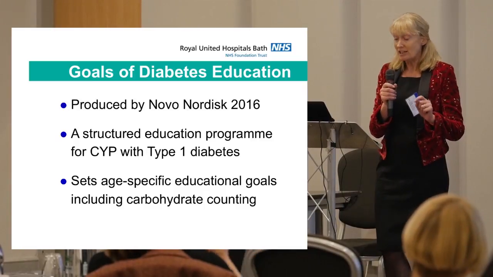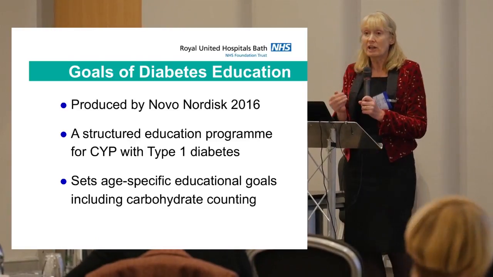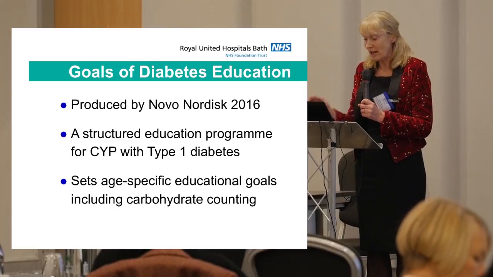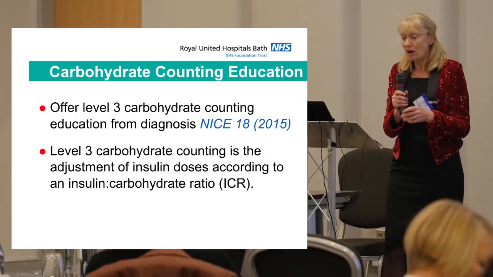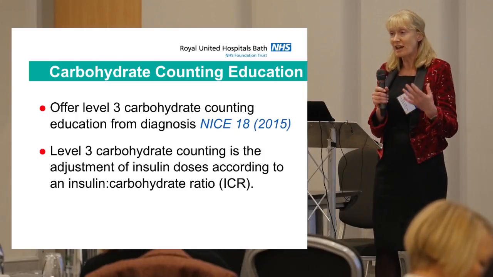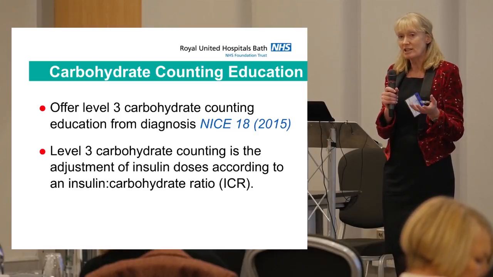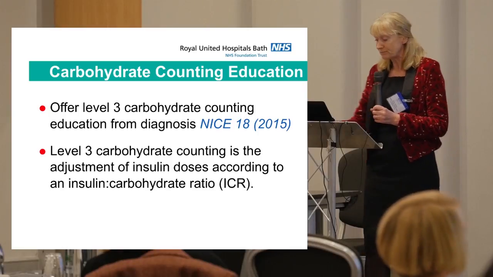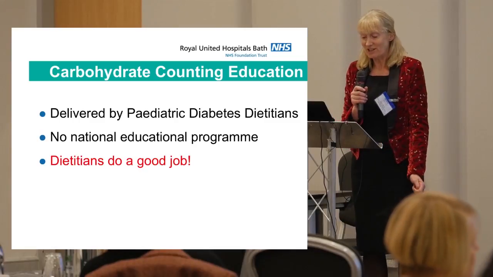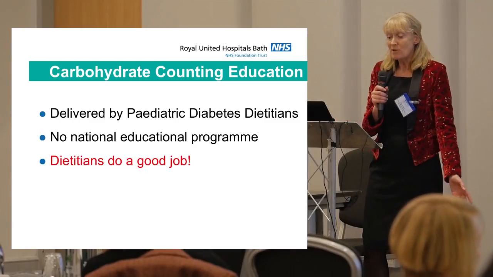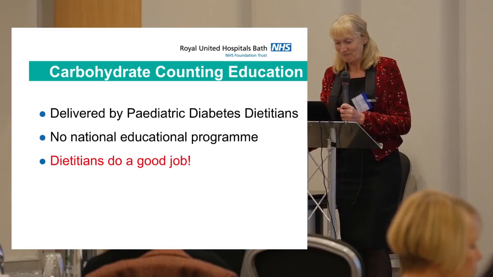And the beauty of this is that it has age-appropriate education goals, and they do include carbohydrate counting throughout all the ages. So most people know that carbohydrate counting education should be offered at level 3. And if you didn't know, level 3 is where you're adjusting the insulin for the amount of carbohydrate. And this is usually delivered by the paediatric diabetes dietitian. There is no national education program, and dietitians do a very good job.